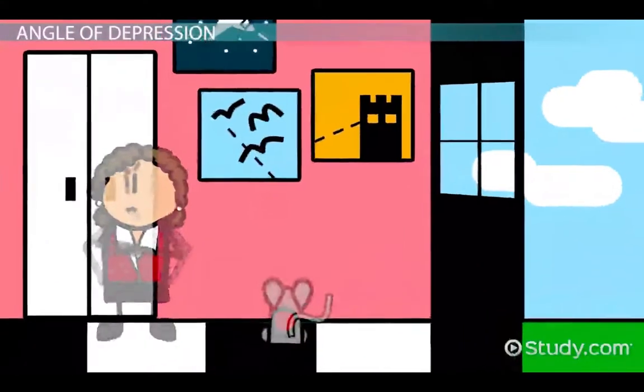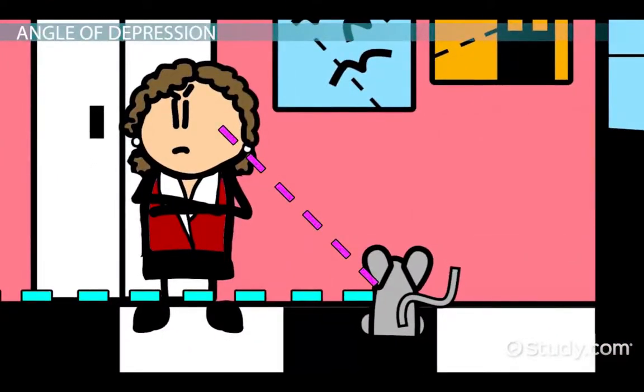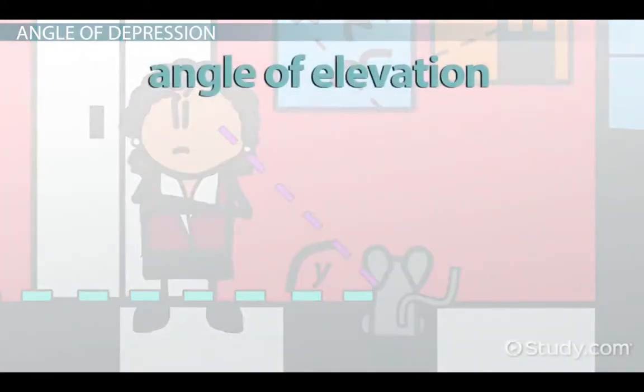Now, pretend the spot on your kitchen floor could look back up at you. Would it be using the same angle? It certainly would. This angle is called the angle of elevation. This angle is formed when looking up.